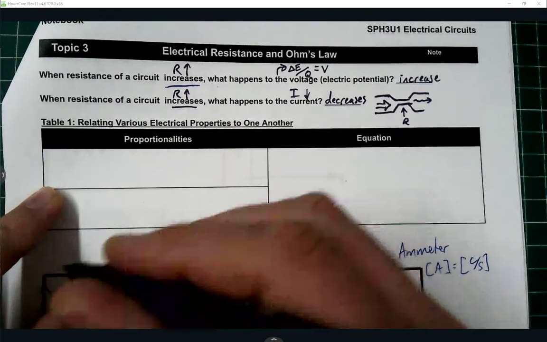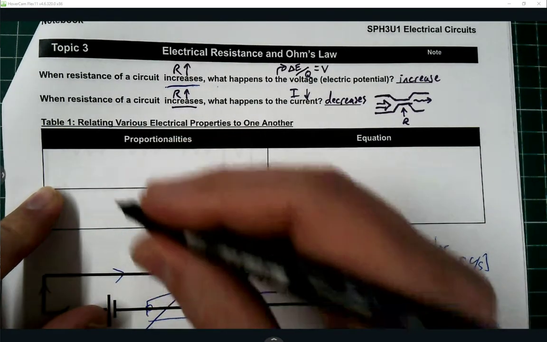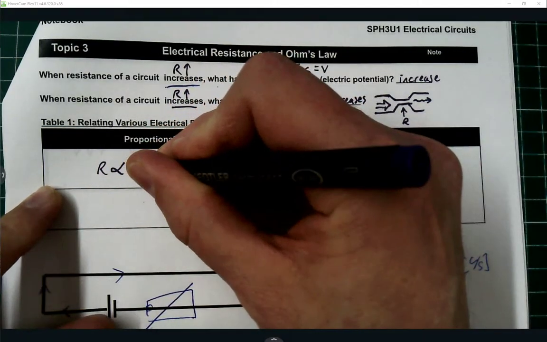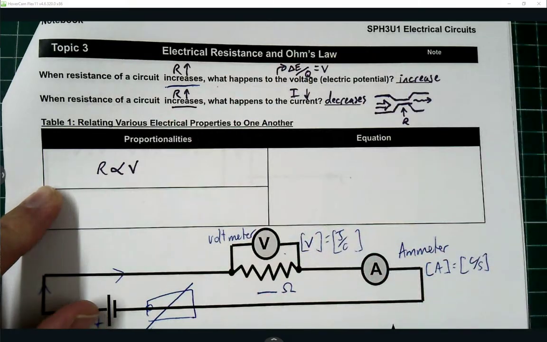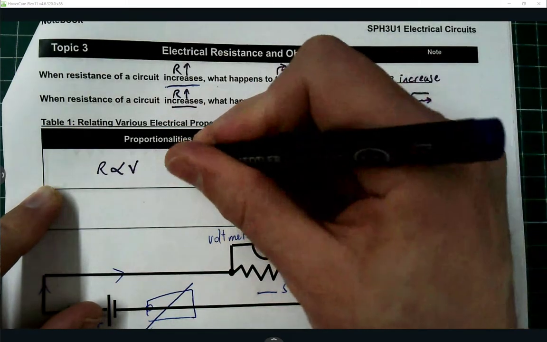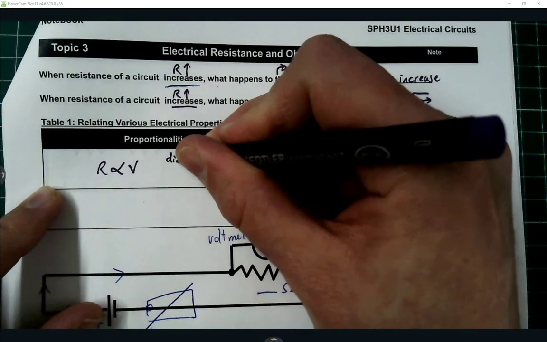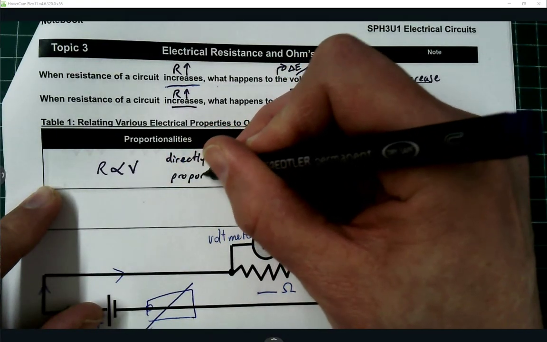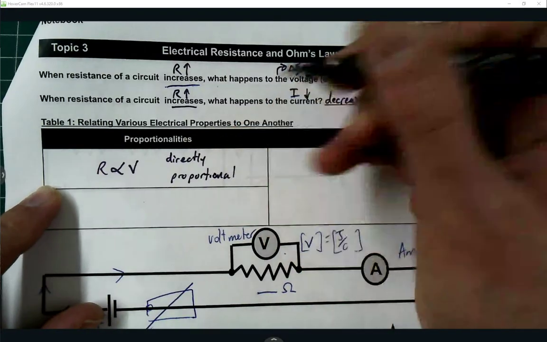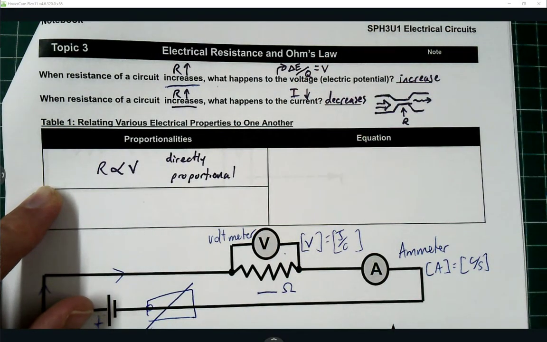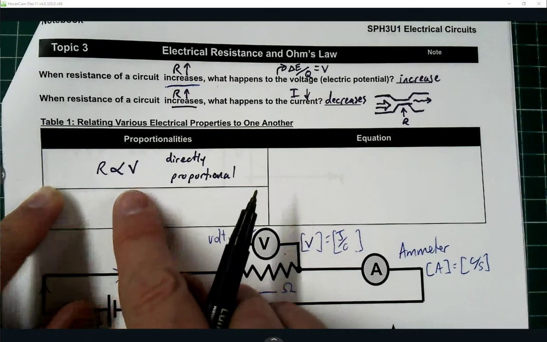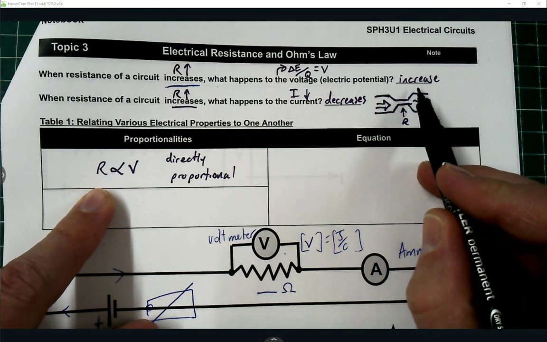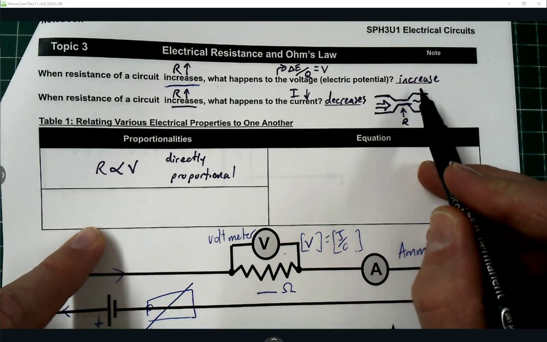So the way that people talk about it in terms of a proportionality is that resistance is directly proportional to voltage. And when I write this R alpha V, we're saying that resistance is directly proportional to electric potential difference, or voltage. So increasing the resistance increases the voltage. And it's a linear relationship.